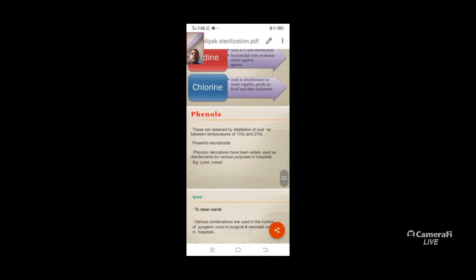Another is the phenol. Generally phenol is used of the coal tar between the temperature 170 degree centigrade and 270 degree.